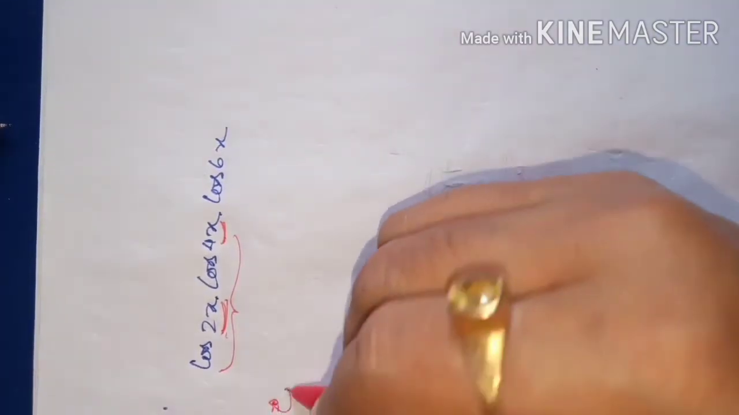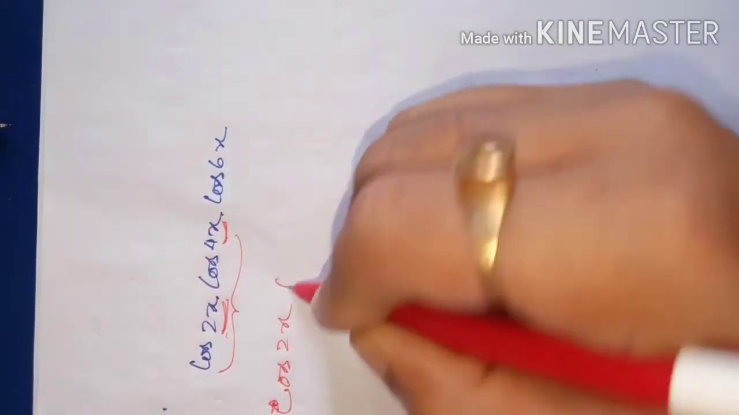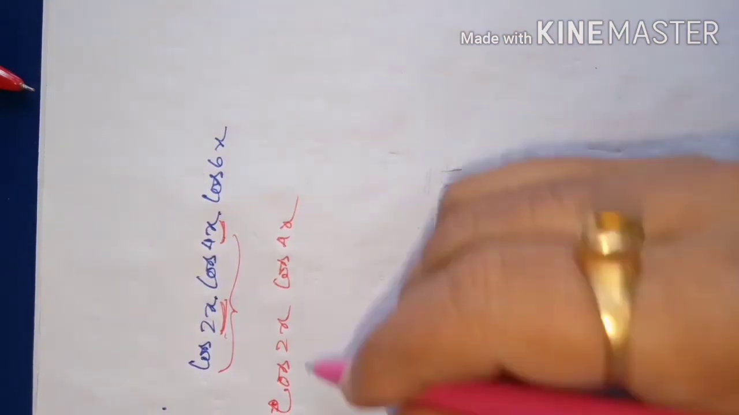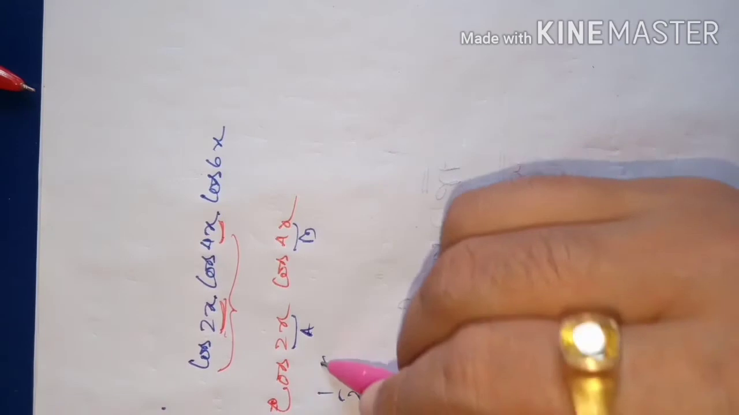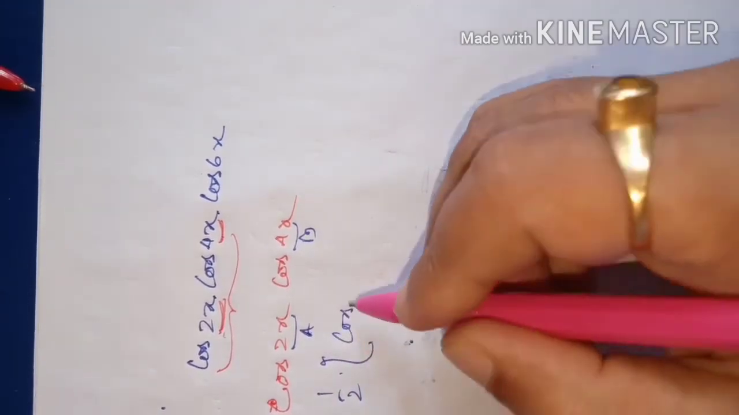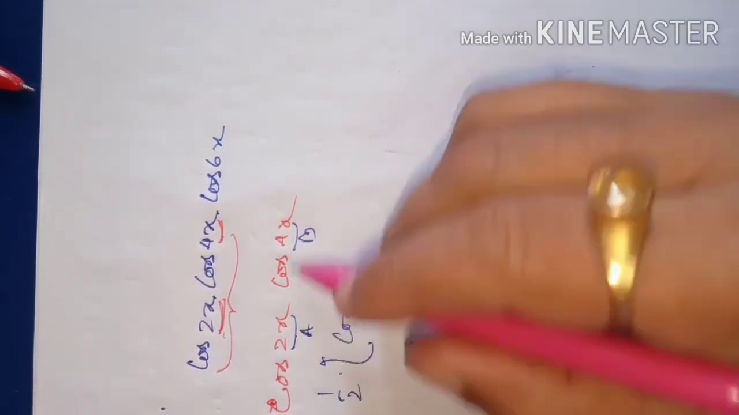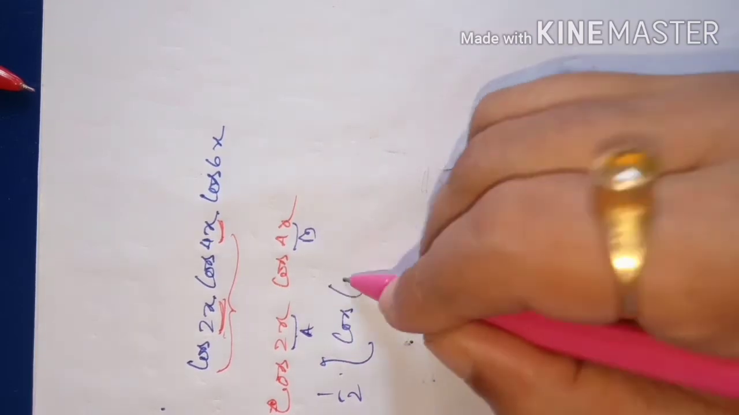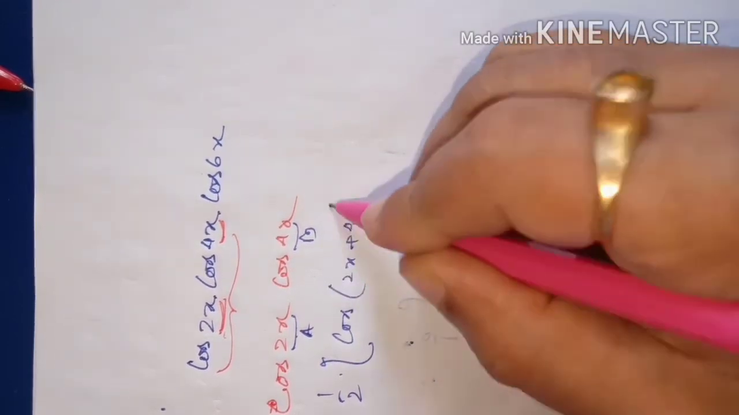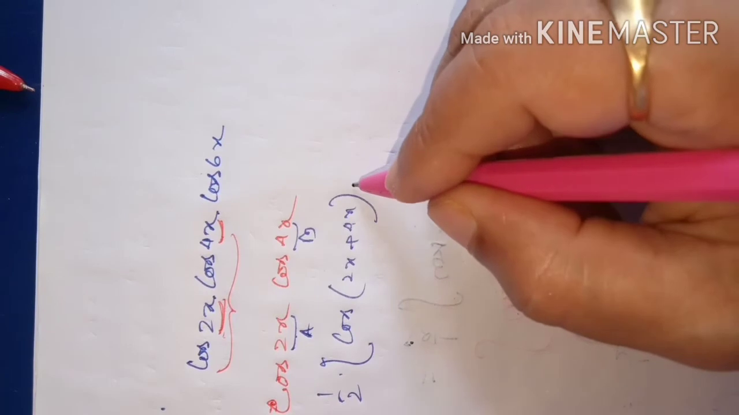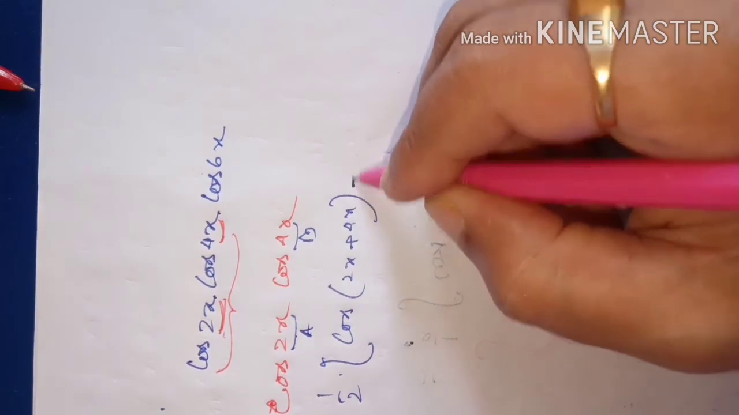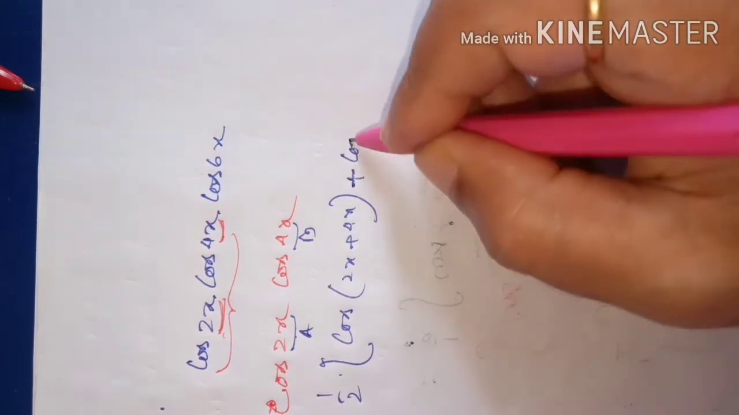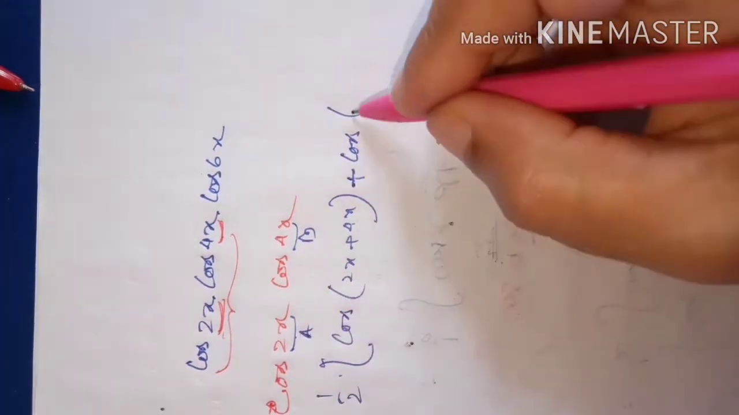Okay, I am writing separately cos of 2x, cos of 4x. For this I am writing first, so that this is A in our mind, this is B in our mind. Then we can write it as half into cos of A plus B, A plus B means 2x plus 4x. Then after that what will be, plus sign or minus sign? That is plus sign. That is cos of A minus B, 2x minus 4x.